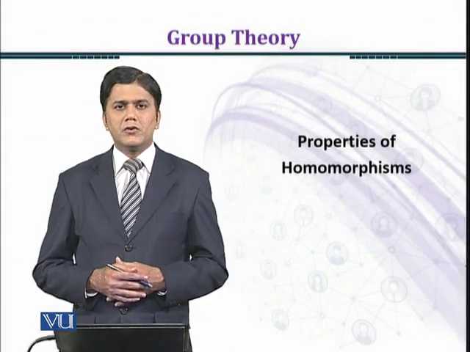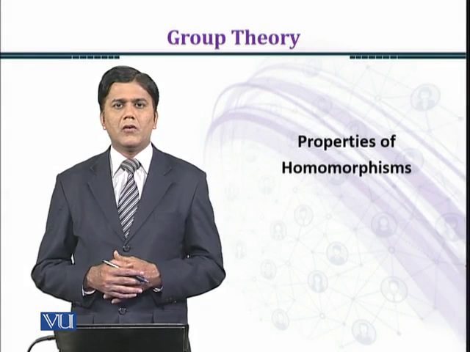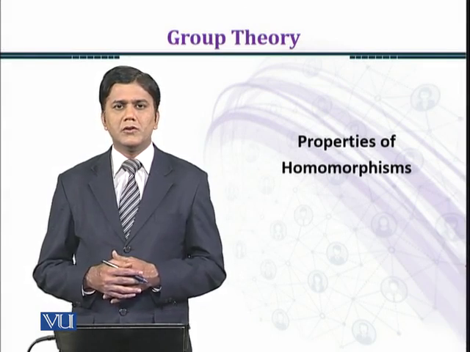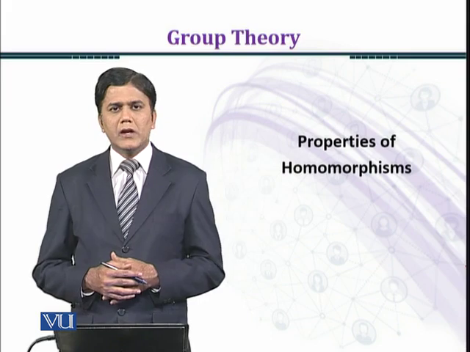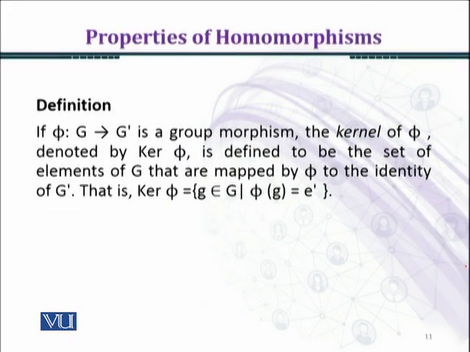In this module, we shall introduce kernel of a homomorphism phi from G to G prime, where G and G prime are the groups. Let's introduce kernel of phi. If phi from G to G prime is a group morphism, the kernel of phi, denoted by ker phi, is defined to be the set of elements of G that are mapped by phi to the identity of G prime.